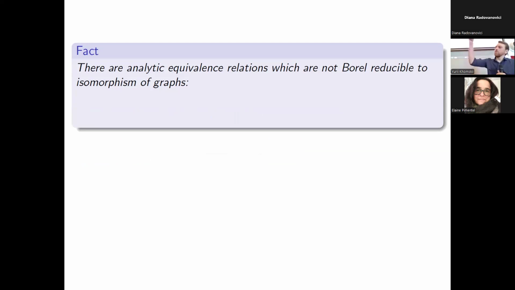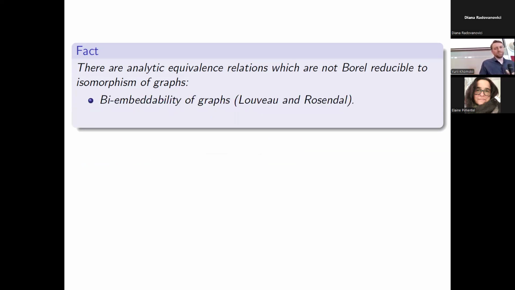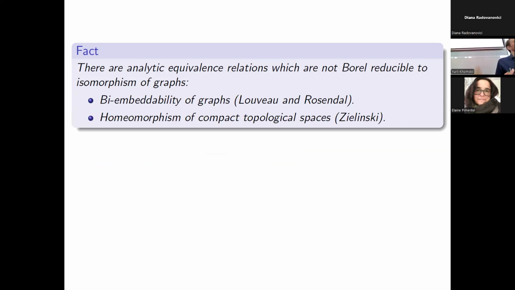Okay, so one of the things that you want to think about generally is that there are some analytic equivalence relations that are not isomorphism, other things that are not Borel reducible to isomorphism of graphs or of any countable structure. So just a couple examples. There's bi-embeddability of graphs or homeomorphism of compact topological spaces. These don't reduce to isomorphism. So when we say that something's Borel complete, what we really mean is that it's Borel complete for countable structures. So isomorphism is not as complicated as any equivalence relation could be. It's just as complicated as any isomorphism equivalence relation could be.